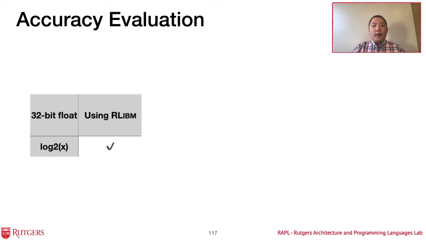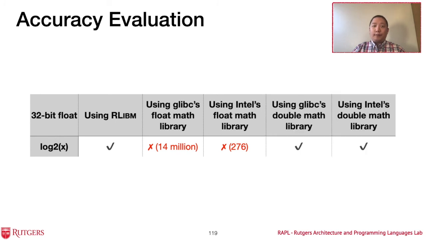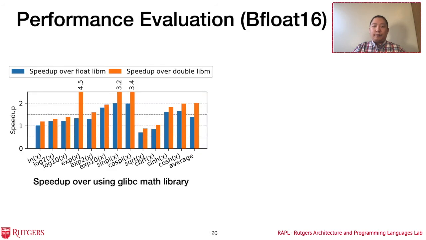Lastly, RLibm provides a log2 of x function for the 32-bit float representation, which produces the correctly rounded result for all inputs. However, both glibc and Intel's float math libraries do not produce the correctly rounded result for all inputs. In fact, glibc produces wrong results for 14 million inputs. When we repurpose glibc and Intel's double math library for float, they produce the correctly rounded results for all inputs.